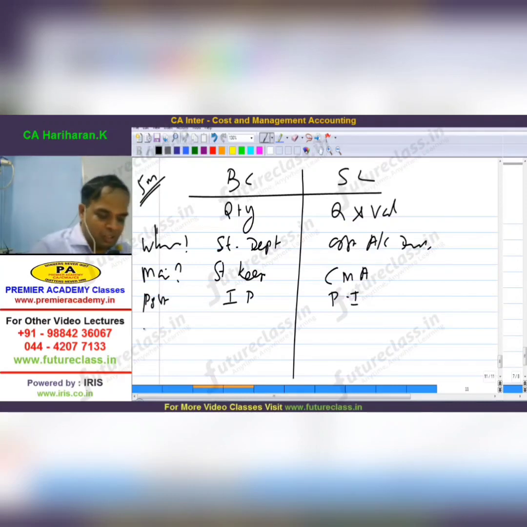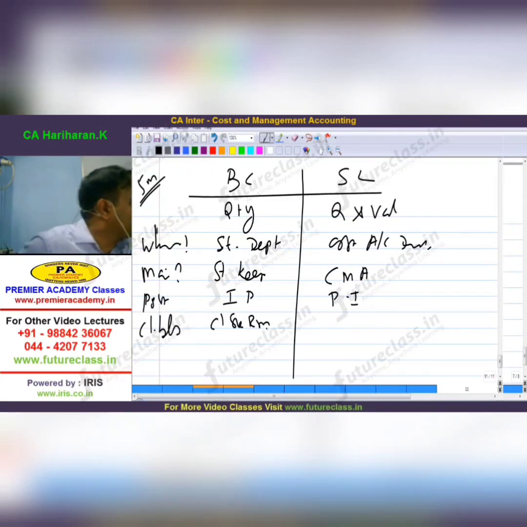Are you with me? Next, what does the closing balance represent? In that bin card, total number of units 100, less 10 taken for job A, countersign, balance 90. 90 is the closing. Closing represents what? Closing stock. Therefore, the closing balance represents the closing stock of raw material in your hand.